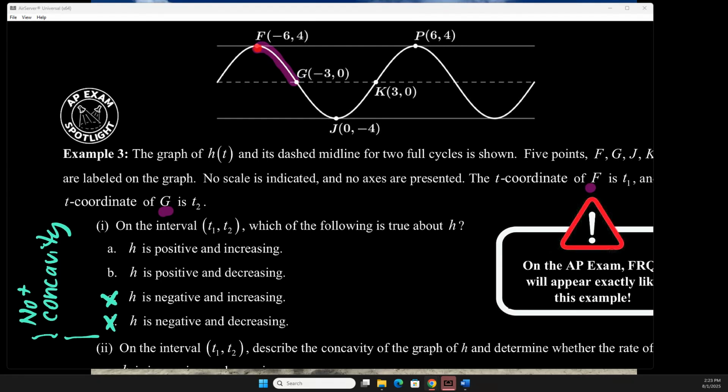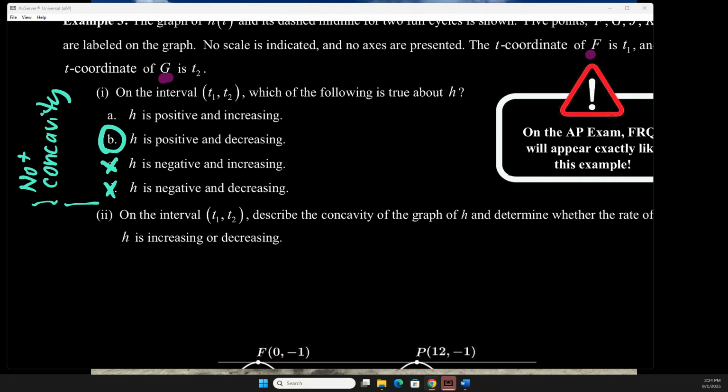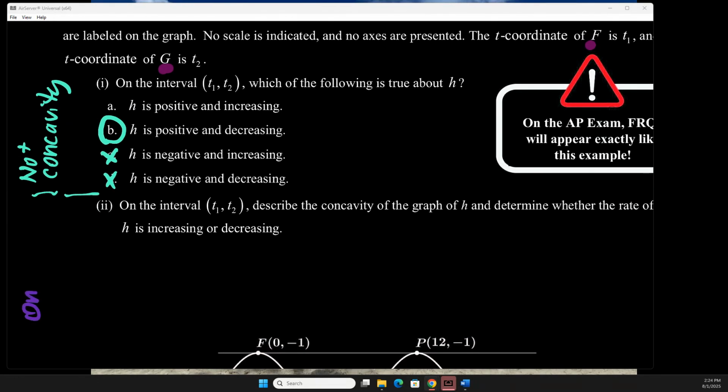And then we're just looking at this little section right here, not thinking about concavity. This does not use concavity. Would you say the function's increasing or decreasing on that section? Decreasing. And that's it. You could do that last year, 100%. This one you could not have done. So this one is only about concavity.